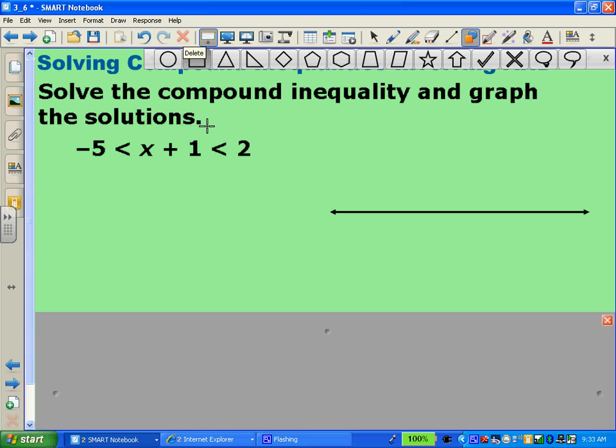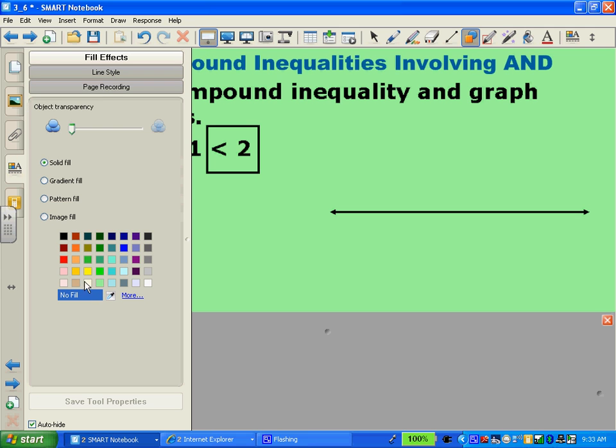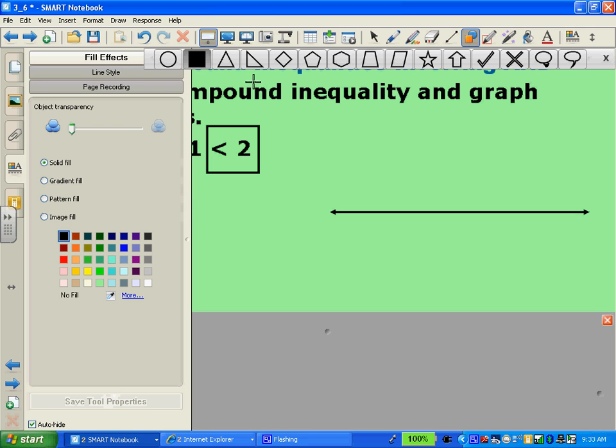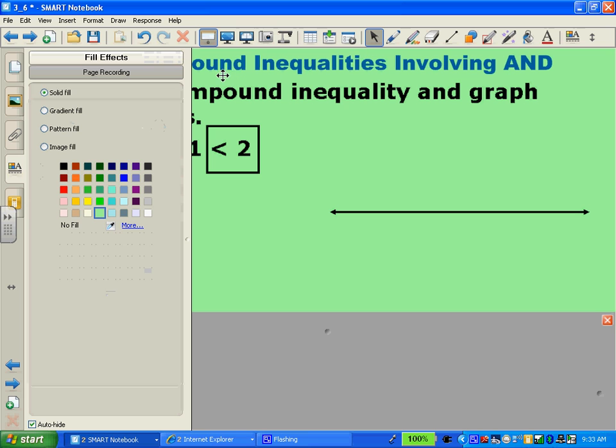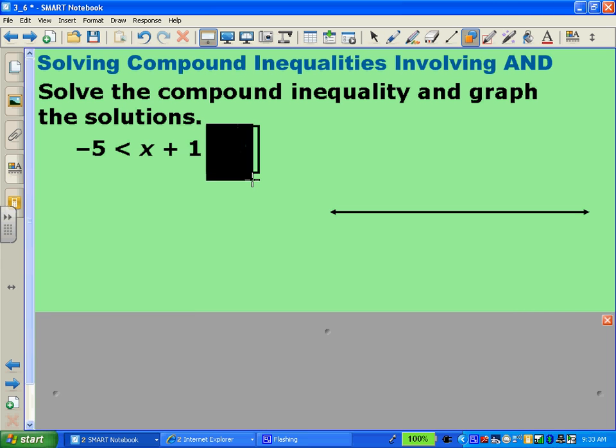So let me get a little square here. Might take me a second to get it formatted right. We'll just make it black. Okay, so here's my black square. Alright, now I'm just going to cover up half of the compound inequality. So what I do here is this is really two different inequalities in one.